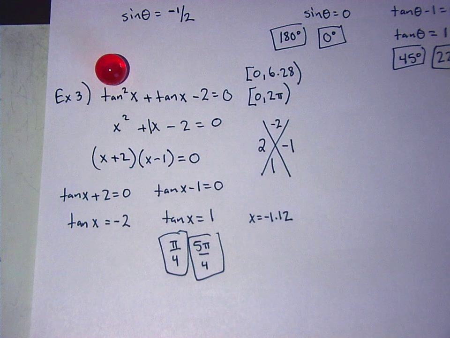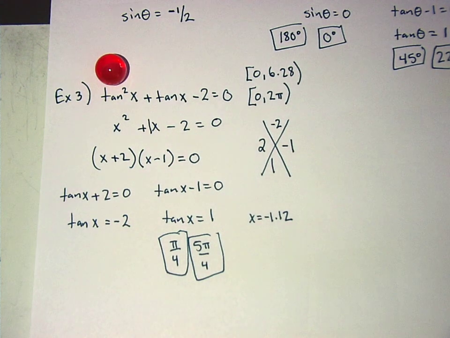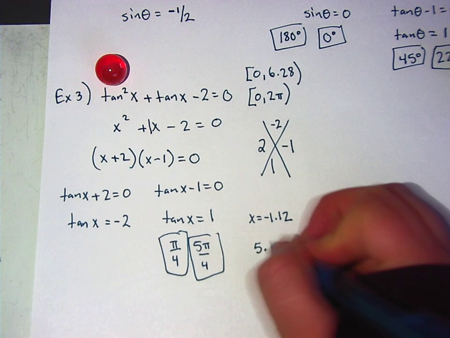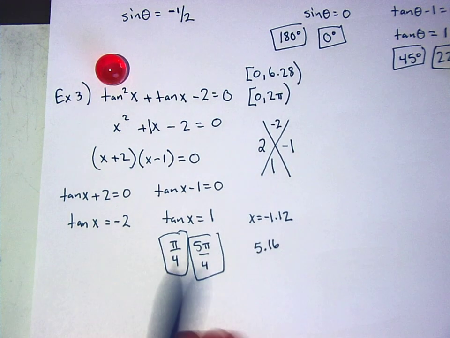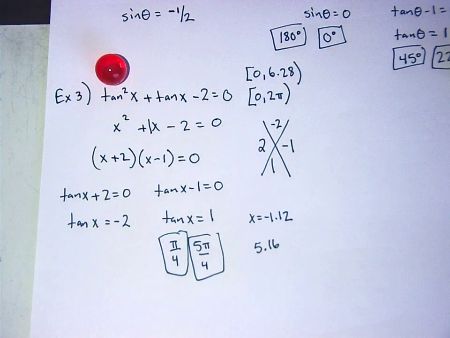6.28 minus, what was it, 1.12? That gives us one of the answers, which is 5.16. And I realize that it looks weird because this one is in fractions and this one is in decimals. That's fine.